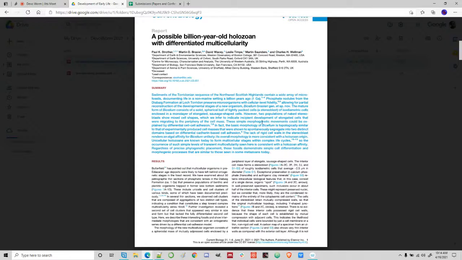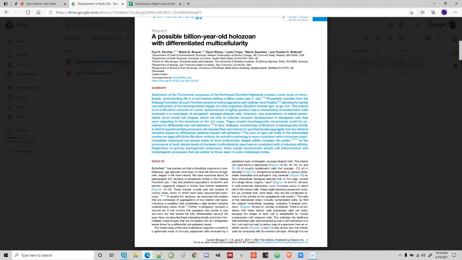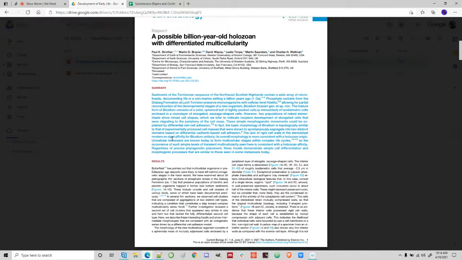These simple morphogenetic movements can be explained by differential cell-cell adhesion. In fact, the basic morphology of Bicellum is topologically similar to that of experimentally produced cell masses that were shown to spontaneously segregate into two distinct domains based on differential cadherin-based cell adhesion. So they know that there are modern models in cell biology which exhibit this type of behavior. So they're kind of drawing a parallel there. Whether that's actually what happened is not really clear, but that's what they're basing this on.